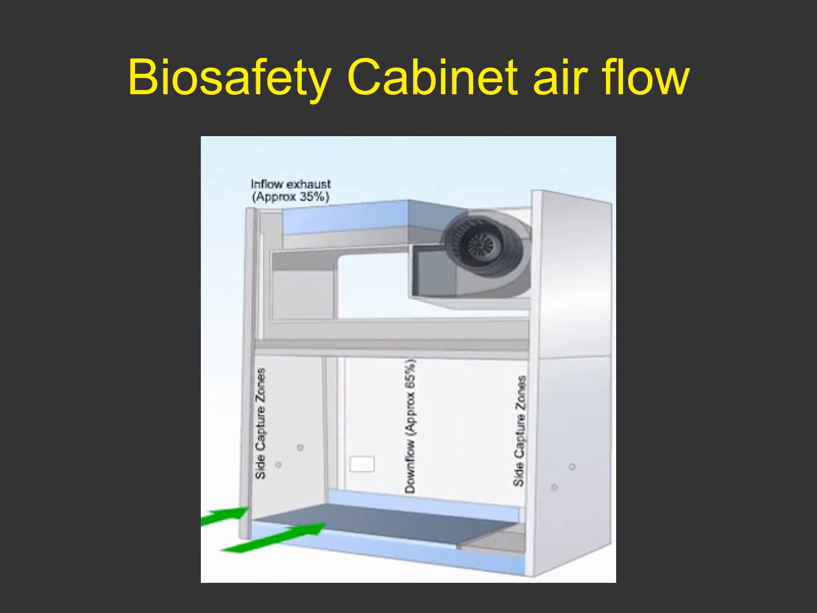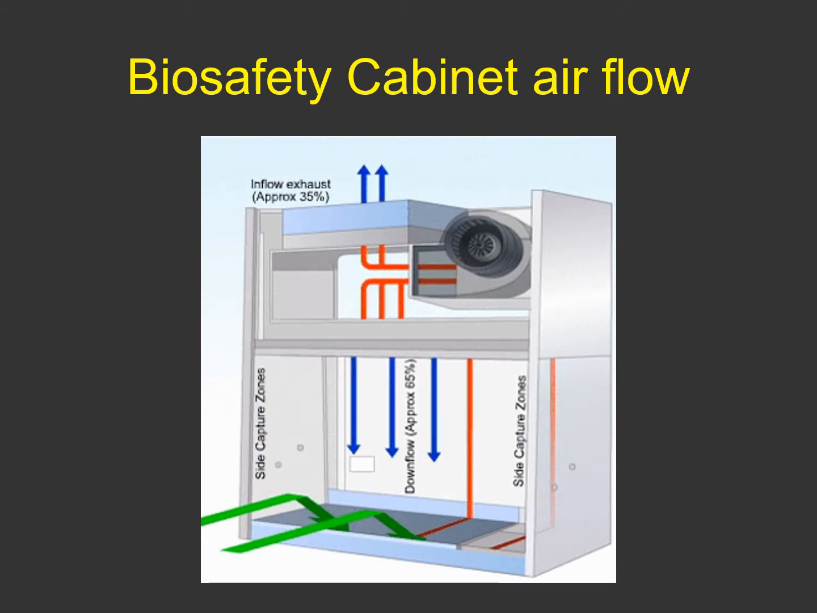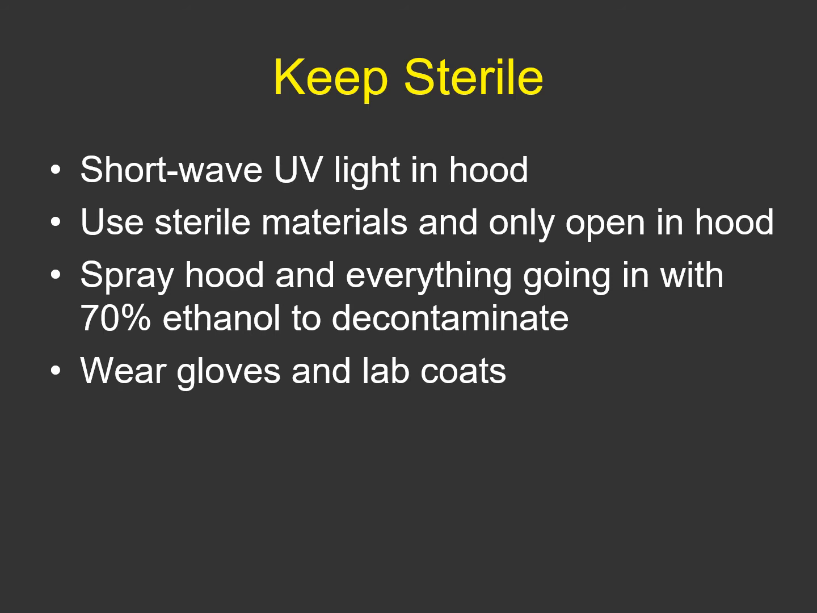Other aspects used to keep this aseptic environment: in the hood, one sets up a shortwave UV to decontaminate it when it's not in use. One tries to use only materials that are sterile with the cell culture and only open them in the hood, so that any contamination would be reduced. One uses 70% ethanol to decontaminate things, both spraying down the hood before as well as after use, as well as spraying down things that might go in. And then, in general, one wears gloves and usually a lab coat to protect yourself, but also to protect your cells.